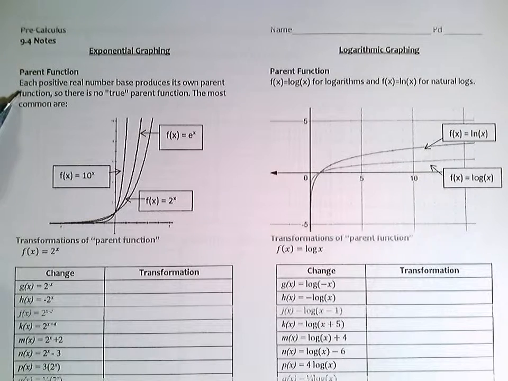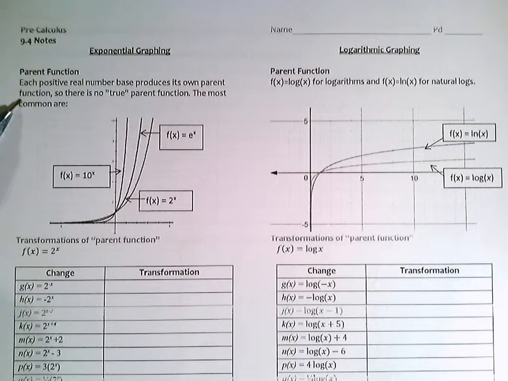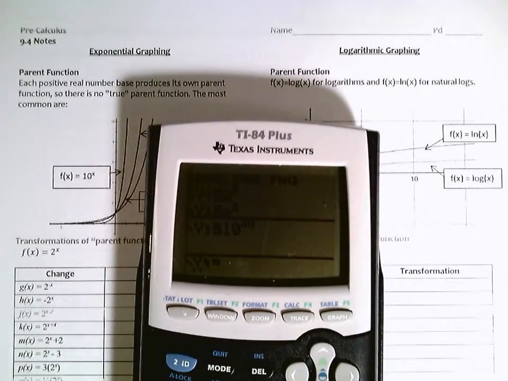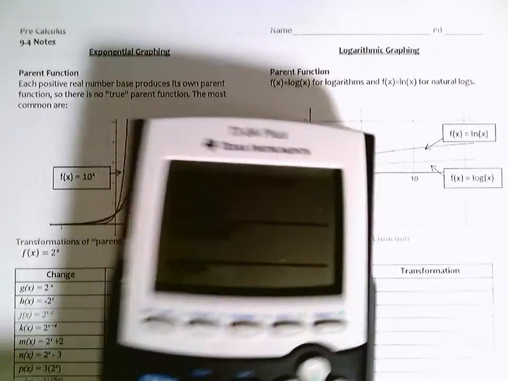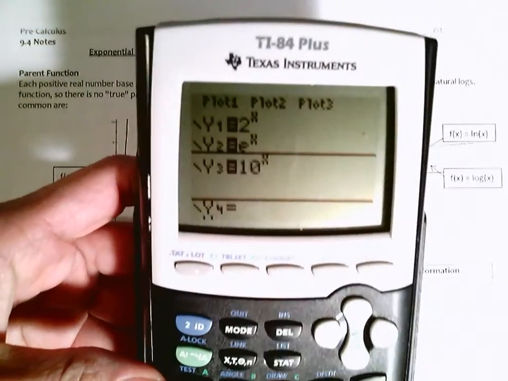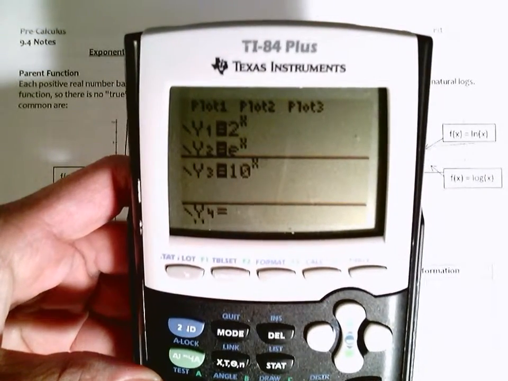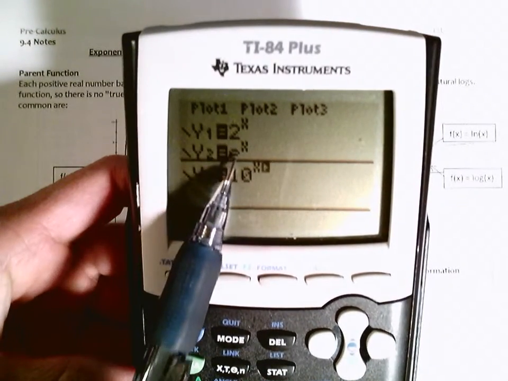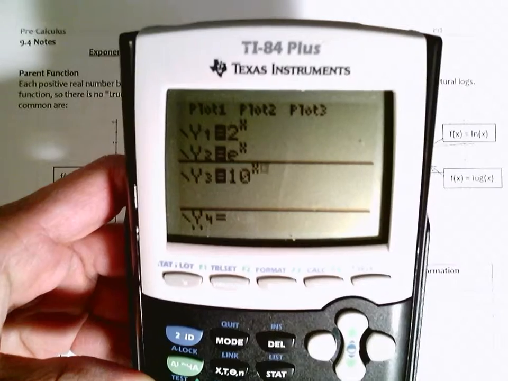Each positive real number base produces its own parent function, so there's no true parent function. Here below are some of the most common exponential functions. I prepared the calculator here to give you an idea what they look like as we graph them right off the bat. So 2 to the x, e to the x, and 10 to the x. You notice that these bases are constantly increasing.